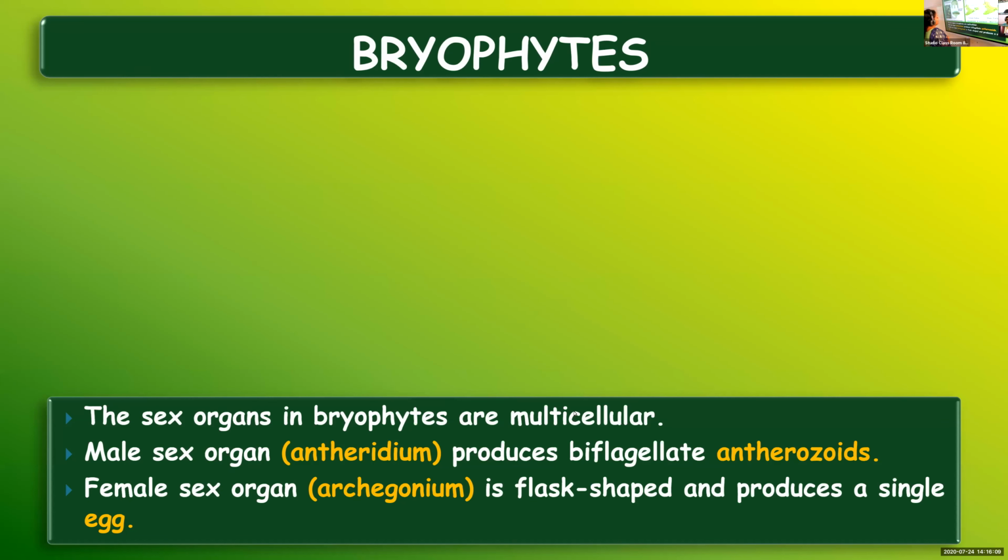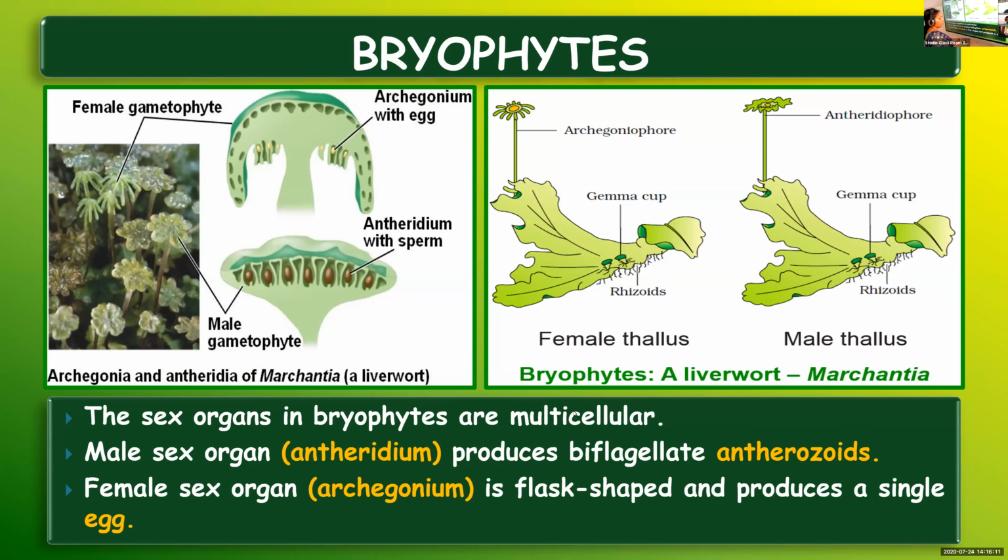Now the sex organs, they are multicellular. It is not single cell. So multicellular sex organs are found in Bryophyta. The male sex organ, we call it as antheridium. You can see both antheridium and archegonium. Antheridium is the male sex organ, and they will produce antherozoids, which are biflagellated.